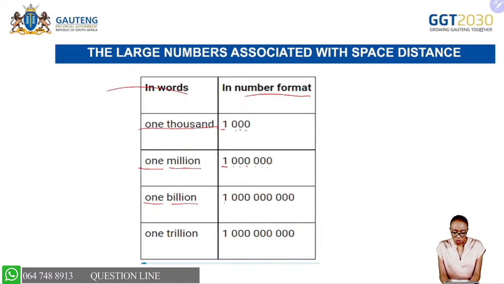We write the digit 1 followed by 9 zeros. So that is the number format for 1 billion, which is the digit 1 followed by 9 zeros. Then the larger number, 1 trillion. 1 trillion is written as the digit 1 followed by zeros as well. We add 3 more zeros to our 1 billion.